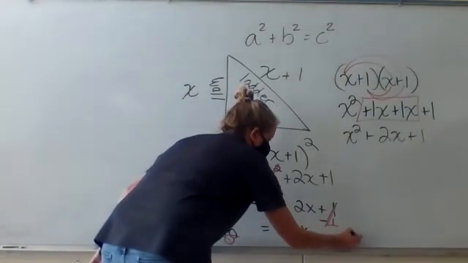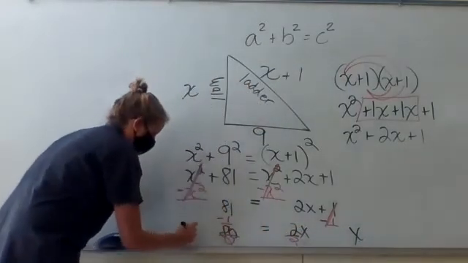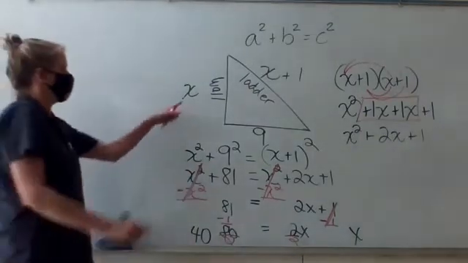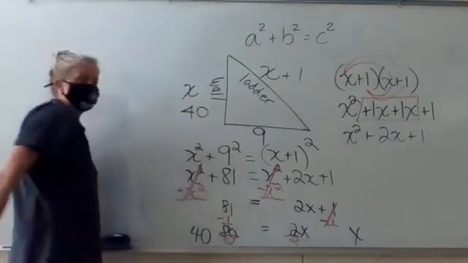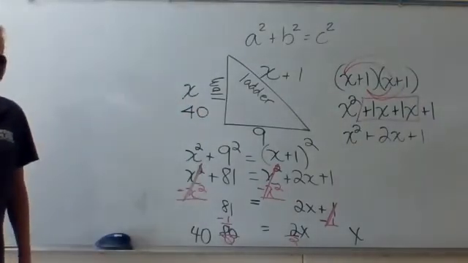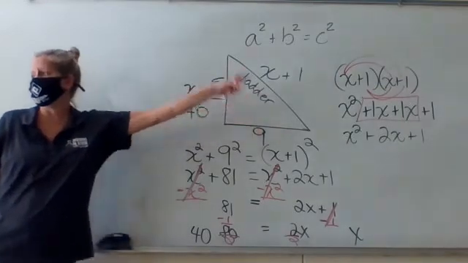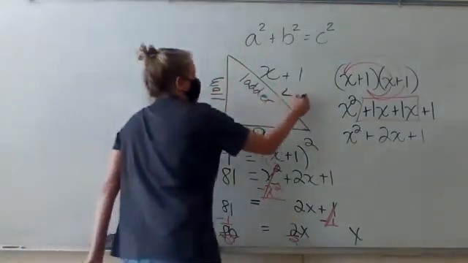So what does x equal? X equals, over here I have 80 divided by 2, which is 40. So my x is 40, which means what is x plus 1? Well, I would just add 1 to that 40 and get 41.